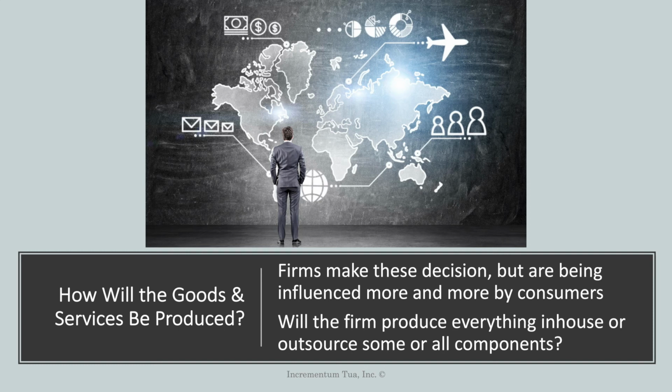Maybe they assemble it all themselves once they have all the components, or maybe they even get some other company to assemble it for them and they only sell the final finished product. Again, these are decisions the firm has to make. How are these goods and services going to be produced? And again, some of this may be influenced by their customer preferences.